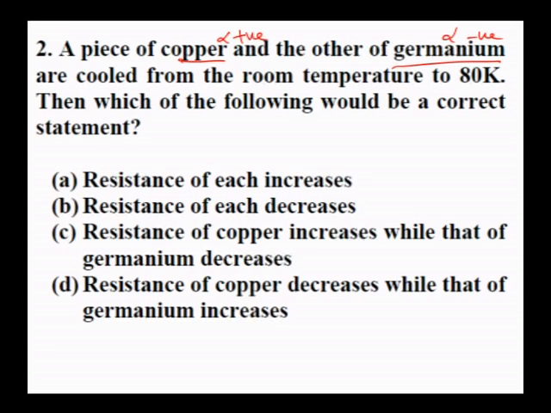It is semiconductor material. What is the meaning of that? You are now cooling. So when temperature decreases, in case of copper, since it is alpha positive material, rho and R both will decrease because temperature is decreasing. In case of germanium, since it is alpha negative, when you are cooling it, the resistivity as well as resistance should increase. So the answer will be D. Resistance of copper decreases while that of germanium increases.